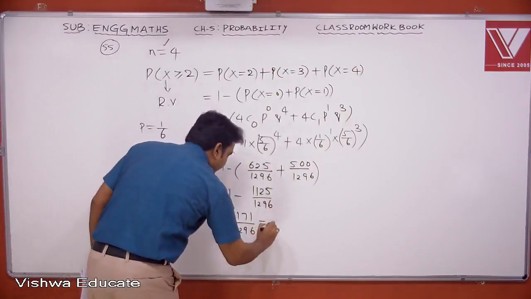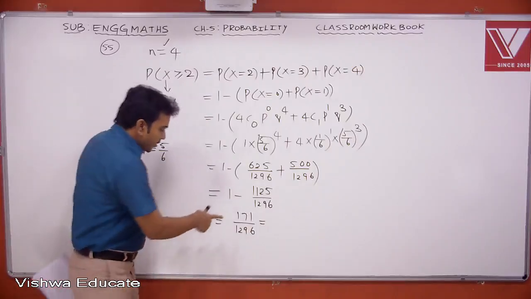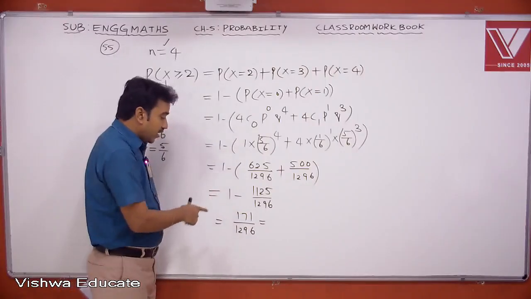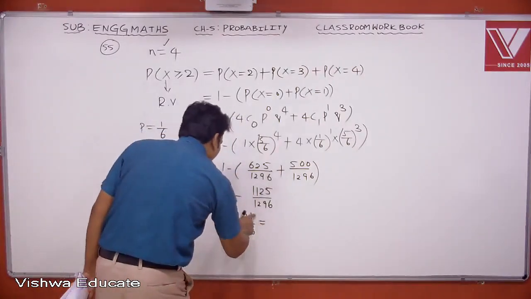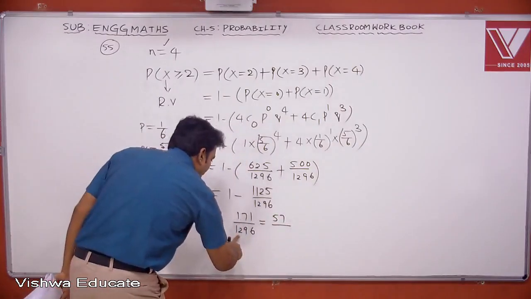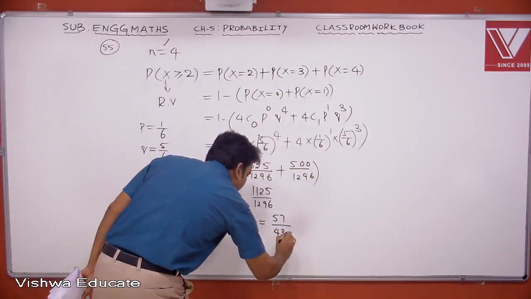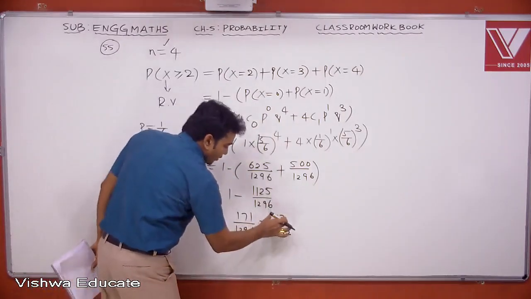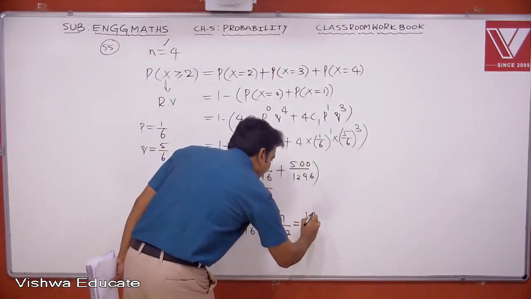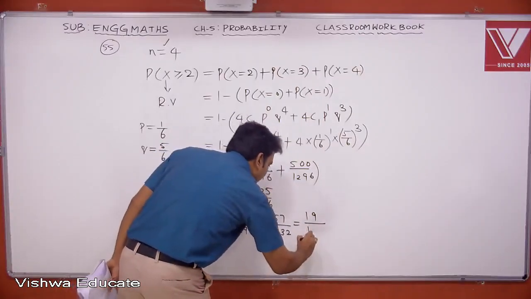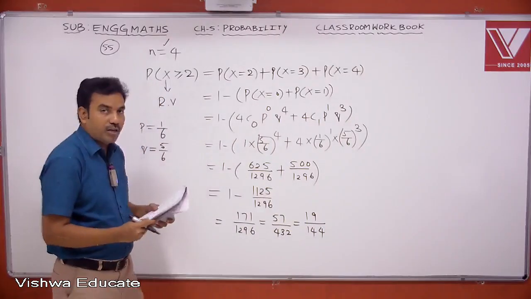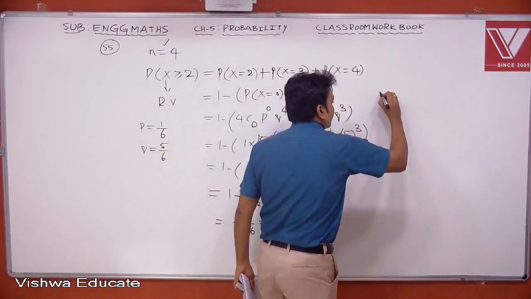Now let us factorize this. The sum of digits 1 plus 7 plus 1 is 9, and 9 is divisible by 3, so 3 goes in this. 3 goes exactly 57 times, and in the denominator 3 goes exactly 432 times. Again this is divisible by 3, so we can go for factors. This is 3 times 19 and this one is 3 times 144. Therefore the required probability is 19 divided by 144. So option B is the right answer.